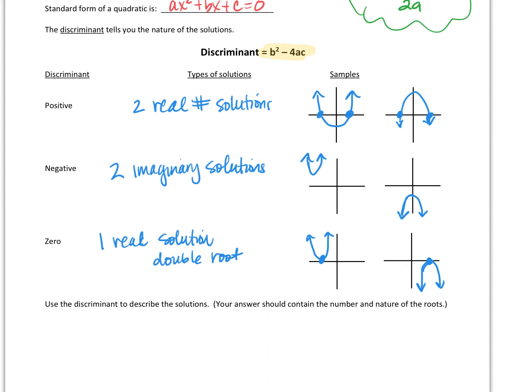So look at what we're going to do. Look at what the instructions are telling us to do. Your answer should contain the number, how many solutions, and the nature of those roots, okay? The number and the nature of the roots. So let's try some of these out.